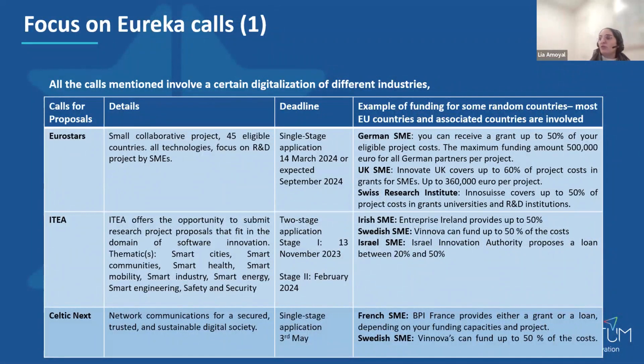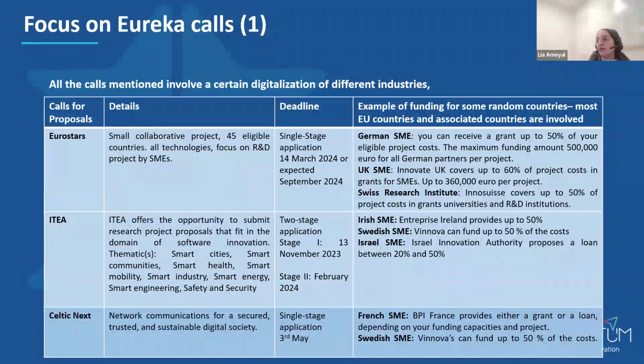So two examples for French SMEs. For example, depending on the type of activities that you will do and on the other partners that you're going to have in the consortium, as well as your resources, capacities, etc. You will have either a grant or a loan under different conditions. So it's very case by case for France.